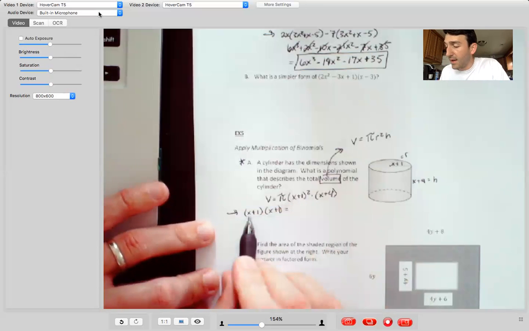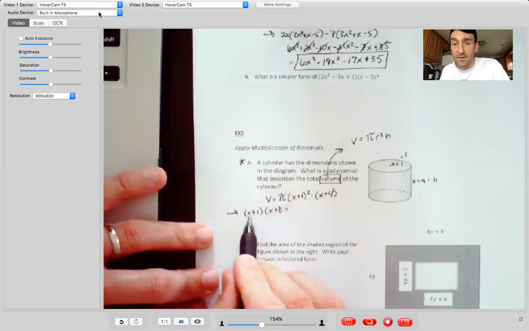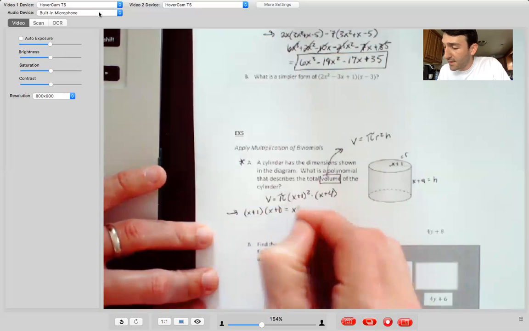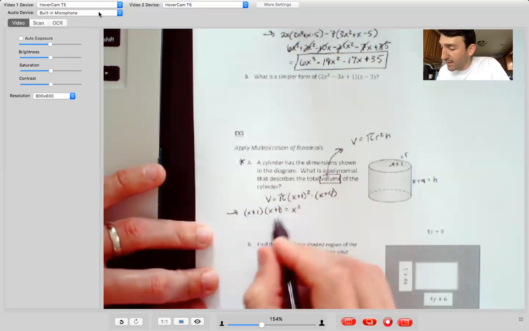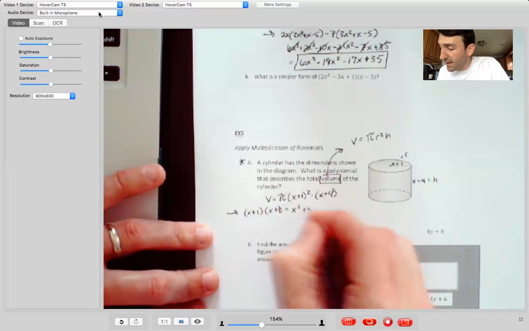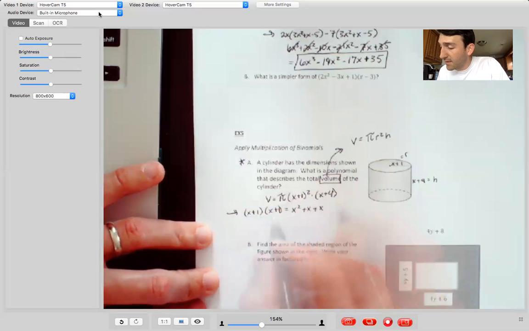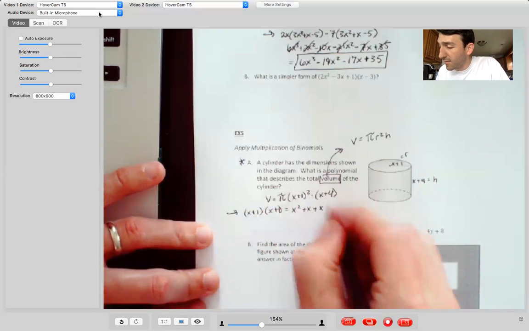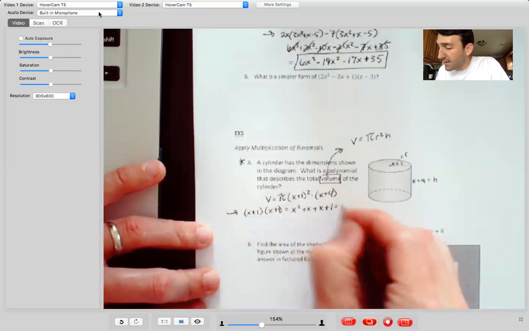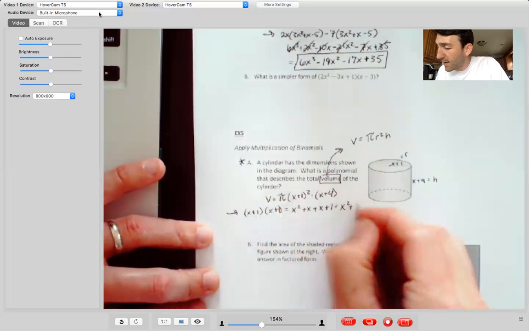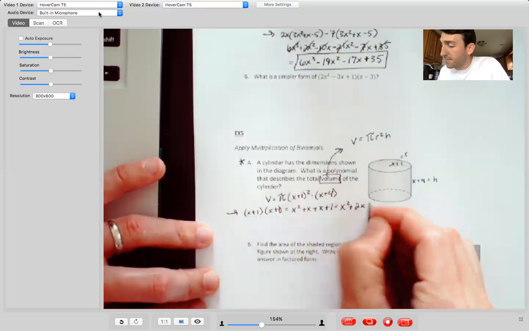So I'm going to use the distributive property. First, I'm distributing the x. X times x is x squared. X times 1 is 1x, so plus x. 1 times x is 1x. And then 1 times 1 is plus 1. So overall, we get x squared plus 2x plus 1.